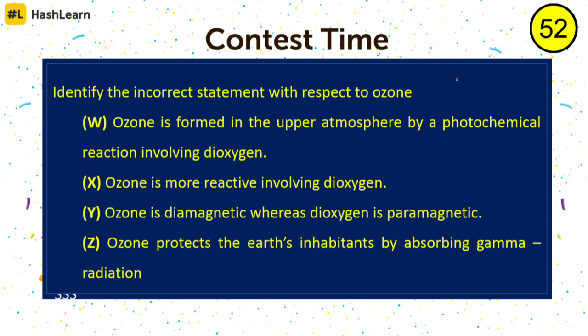Identify the incorrect statement with respect to ozone. Pretty straightforward question. Ozone is formed in the upper atmosphere by photochemical reaction involving dioxygen. Ozone is more reactive than dioxygen. Ozone is diamagnetic, whereas dioxygen is paramagnetic. Ozone protects the Earth's inhabitants by absorbing gamma radiation. So which of these is incorrect according to you? You have 30 seconds. Go for it, guys.